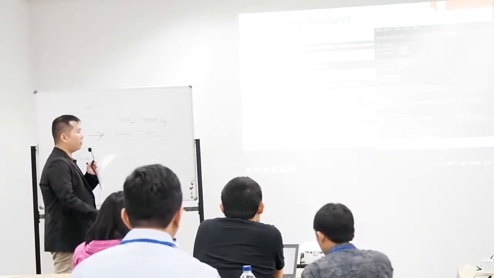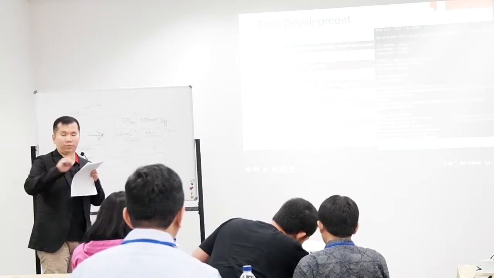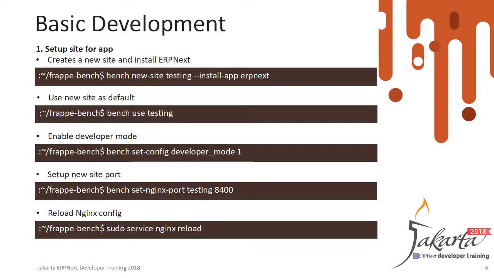Okay, and then how to choose the site that we are going to develop. So we have to use bench use site. So we are using this testing as our development site. Okay, and then after you use the testing, you should enable the developer mode 1. So that's the basic. Before you do any configuration from the site itself, you have to enable the developer mode 1. So that site is open for customization.